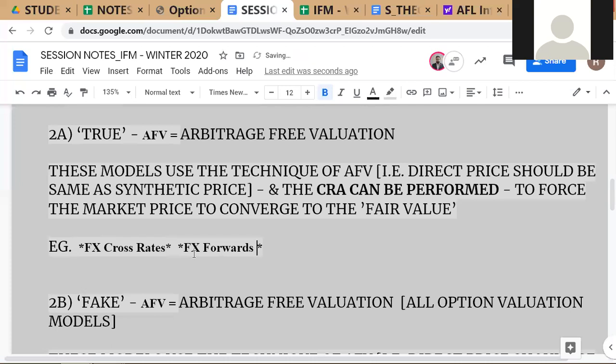Okay, so this should actually be true only for convertible currency FX pairs, okay? Freely convertible currencies, okay? Convertible means freely convertible on the capital account. So this does not include the Indian rupee because you can't. So the idea here is all these cases where you have true arbitrage free valuation, the main test is you should be able to perform the arbitrage. You should be able to perform the arbitrage. There should not be any barriers.